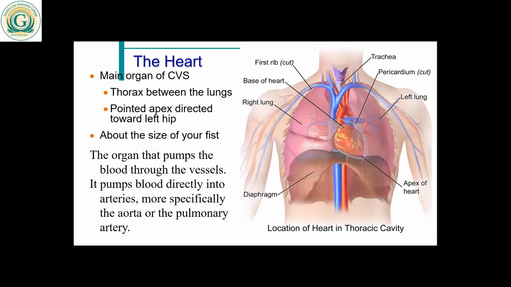So when you take the heart as an organ, we are saying that is the main organ of the cardiovascular system. And it's found at the thorax, between the lungs, and its pointed apex is directed towards the left hip. And all this is anatomy, I'm sure you've done it. It's about the size of your fist. The main function of this organ is to pump blood through vessels. It pumps blood directly into arteries, more specifically the aorta or the pulmonary artery.